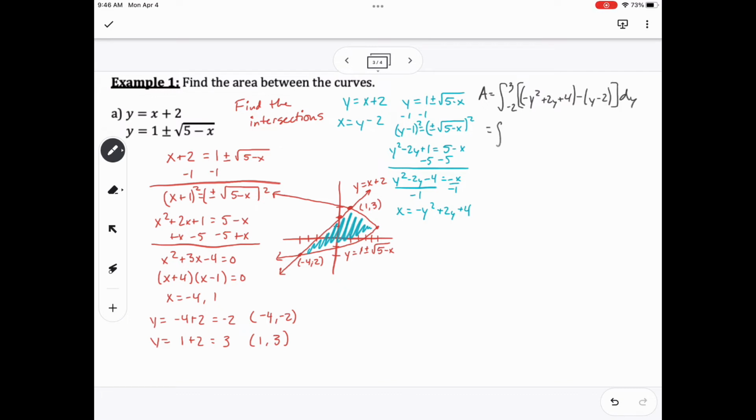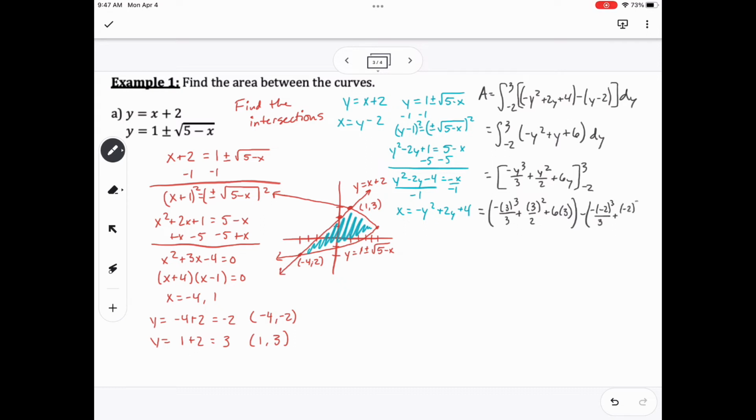So in this case, I solved both of the equations for x, and then from there, now I can see that negative y squared plus 2y plus 4 is on top, is bigger, because it's to the right, it's more positive than y minus 2. And so I subtracted those two, got a simpler function, and then took the antiderivative, and then proceeded to plug in those values of -2 to 3.